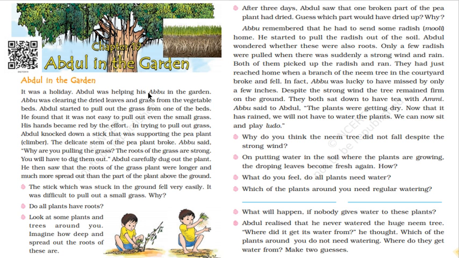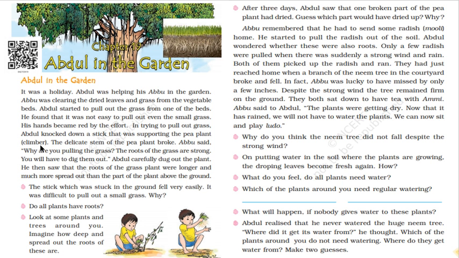Abdul was helping his Abu in the garden. Abu was clearing the dried leaves and grass from the vegetable beds. Abdul started to pull out the grass from one of the beds. He found that it was not easy to pull out even a small grass. His hands became red by the effort. In trying to pull out the grass, Abdul knocked down a stick that was supporting the pea plant.